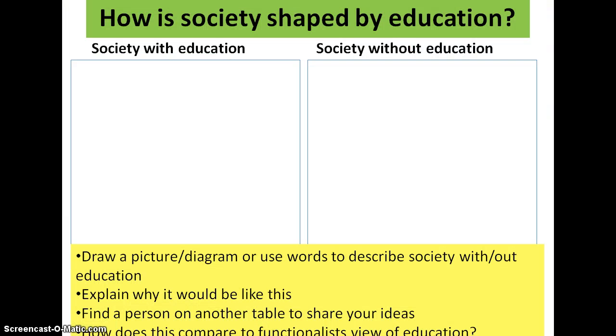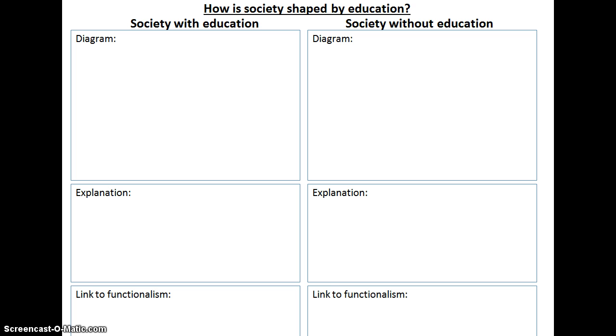We looked at how society is shaped by education, and I got you to draw a pictorial diagram of society with and society without. Most of you reflected and said that society with education was much more ordered: people were successful, they have money, they have jobs. Without education, people would be bored, they'd be up to no good, perhaps causing crime. You also suggested that we wouldn't have people doing the jobs that we would need, like doctors, dentists, surgeons, teachers, etc., and that would be a problem.